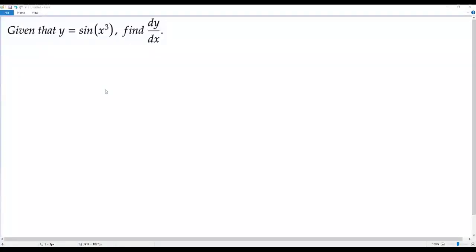Here we have a problem on derivative. There is a function given over here that is y equals sine x cube, and we have to find dy over dx. That is, we have to find the derivative of this function with respect to x. Okay, let's consider just a basic sine function, that is sine x. What is the derivative of sine x? We already know that the derivative of sine x equals cosine x.